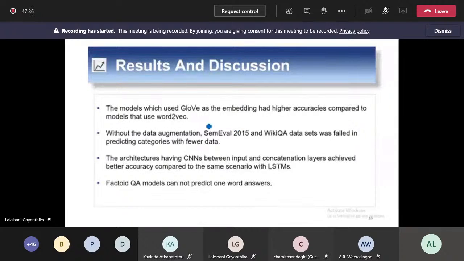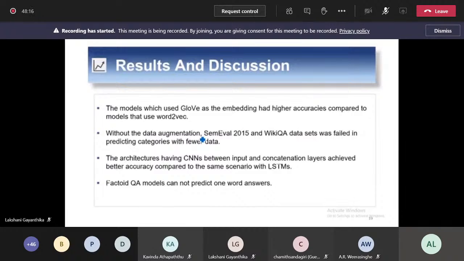Because of that, as I said, the table contains all the values from GLOVE models, and without data augmentation, the biased datasets will not be able to predict the categories with fewer data. And also, as I said, in the combination of CNN and LSTM, adding CNN first and then adding the LSTM was able to give high accuracies. From that, we can say CNNs are able to extract features from embedded inputs better than LSTMs.